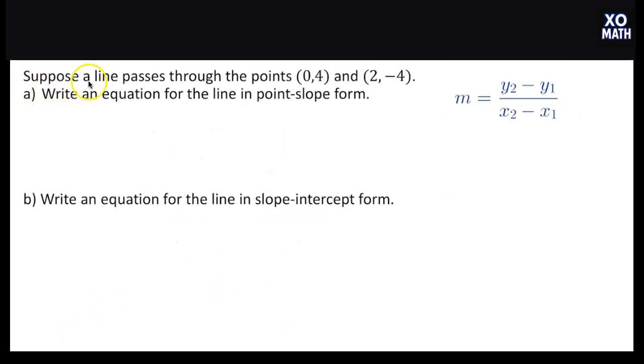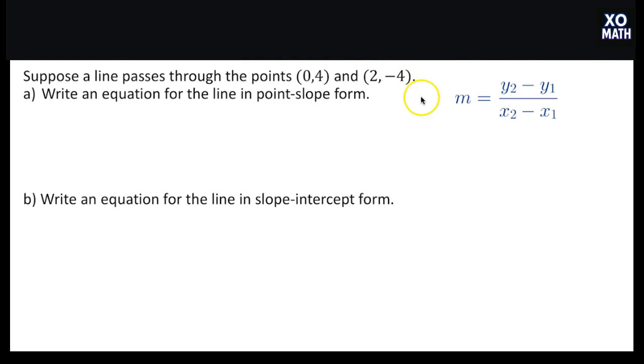In this example, suppose a line passes through the points (0, 4) and (2, -4). We want to do the same thing and write an equation for the line in both point-slope form and slope-intercept form. This time, however, we're given two coordinate points instead of explicitly being given the slope.